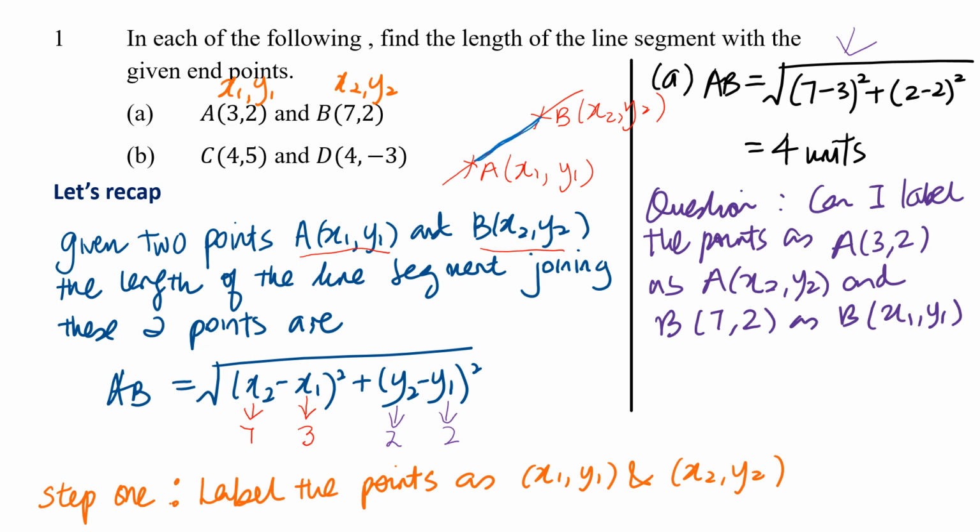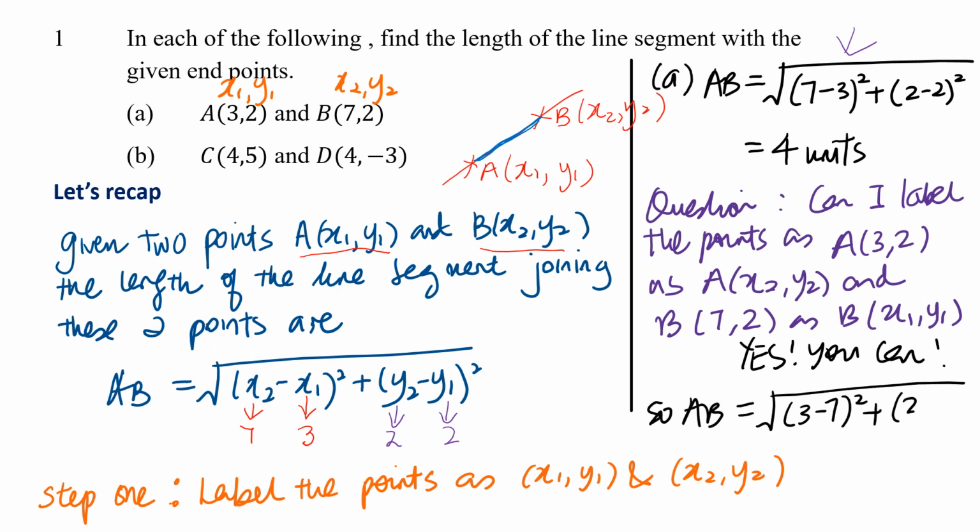Right, there's a question that I'd like you to think about. Can I label point A as x2, y2 instead of x1, y1, and label point B as x1, y1 instead? That means I do the reverse of what I've done earlier. The answer is yes, you can. Why? Because you still get the same answer.